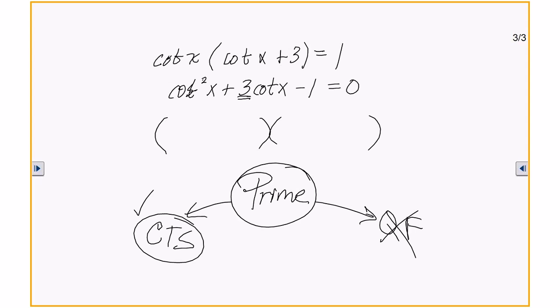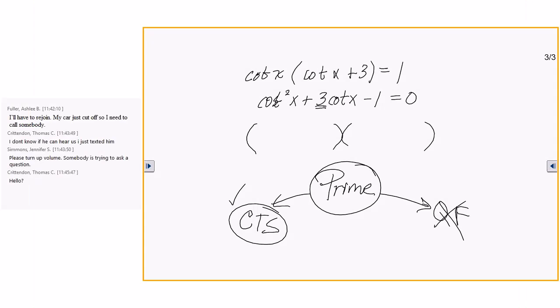I was sitting here trying to figure out how to do reverse FOIL. Yeah, you can't. I think that was it. Let me check. Yeah. You're right.